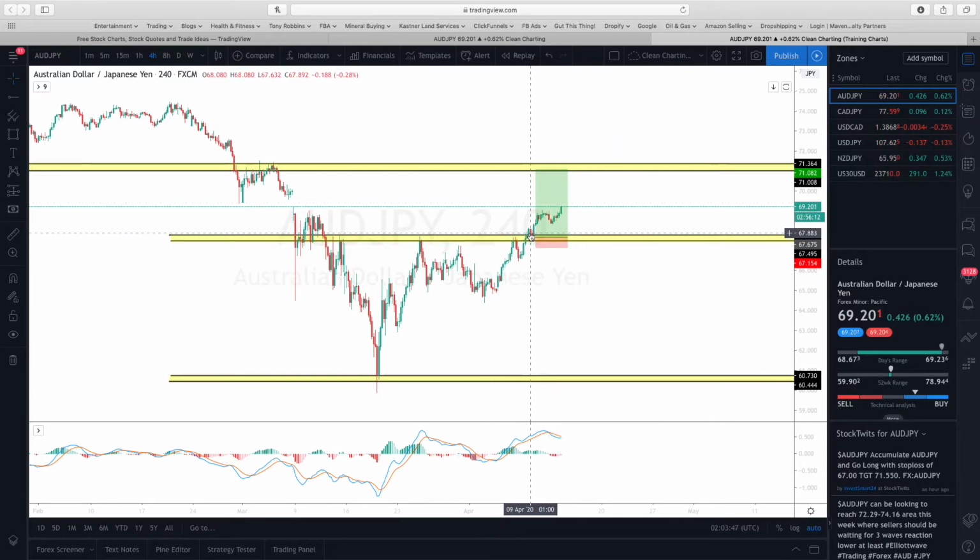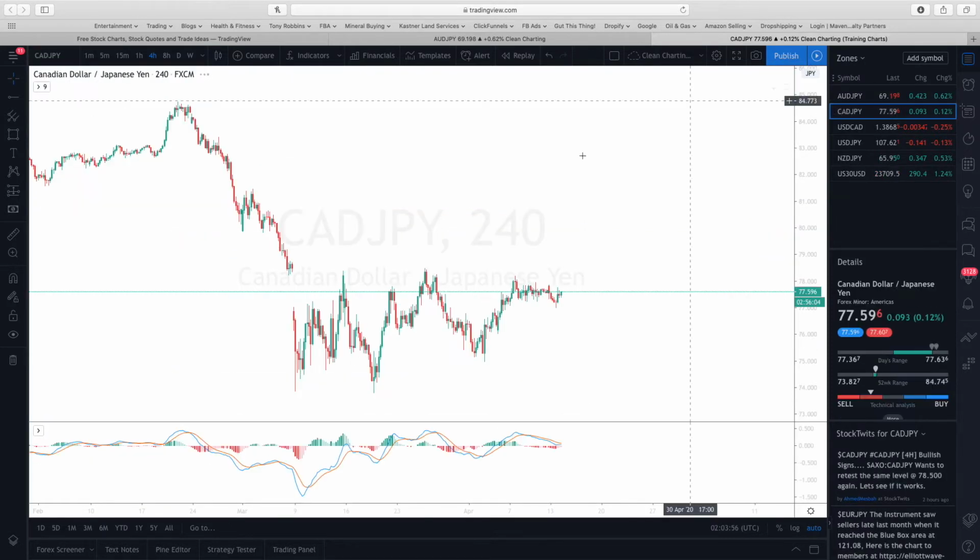That would have been, had we been in real time and we had marked these zones up, we would have seen break, retest, push higher. So let's do another one.